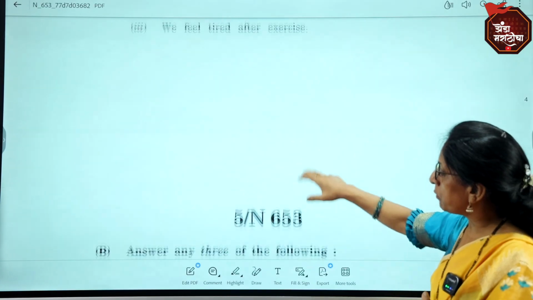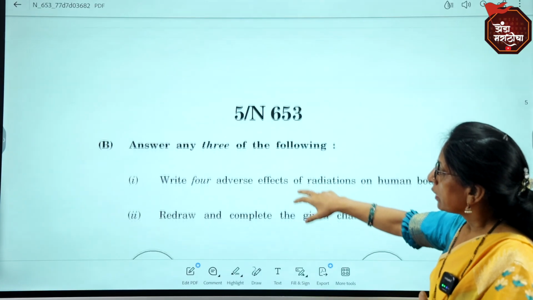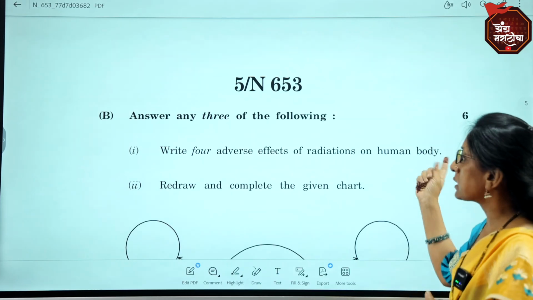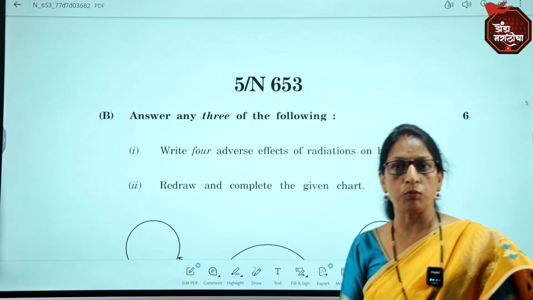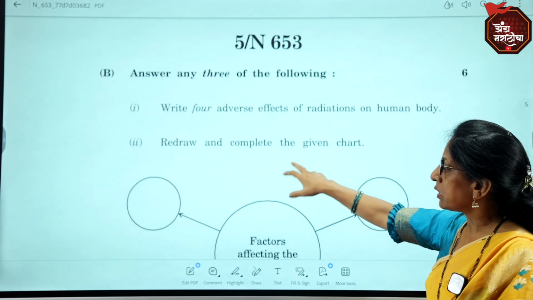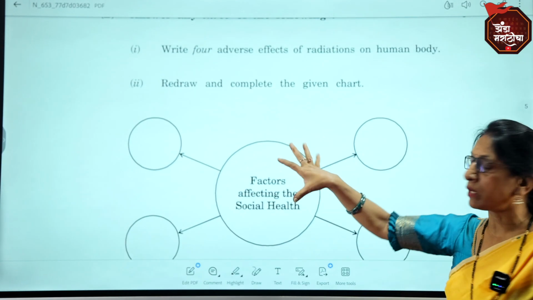This is question number 2, B part. Answer any 3 out of the following. So this carries 6 marks, again of 2 marks each. And when you are attempting these questions, here again it is a different type of question.